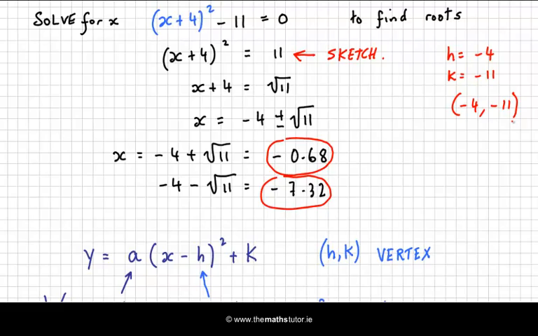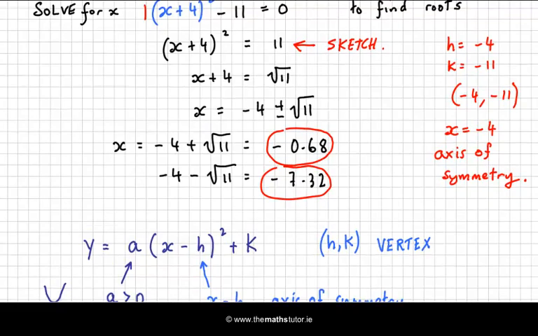What is my axis of symmetry? It's the line x equal to h, and h is minus 4, so x equal to minus 4 is my axis of symmetry. And what's a? A is simply 1, the coefficient of 1 you could put in there if you wanted. Okay, so the shape of it is like a smile.